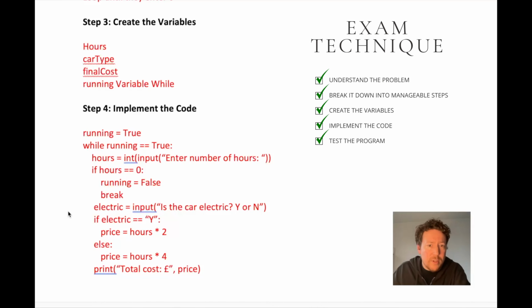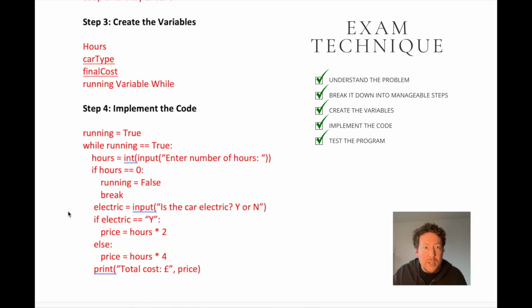So just to go through those steps one more time, what we did was we understood the problem, so we reread it a couple of times. We thought about the inputs, the outputs, maybe some calculations that we need to do. Is there a condition to stop the program as well? We also broke it down into manageable steps, such as thinking about getting user input, asking an if statement depending on the car type, doing the correct calculation, and displaying the result, thinking of those things.